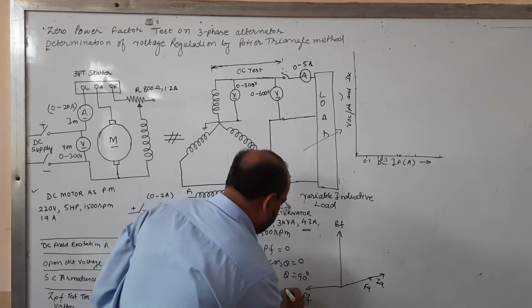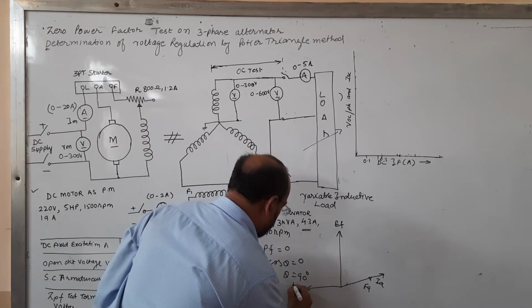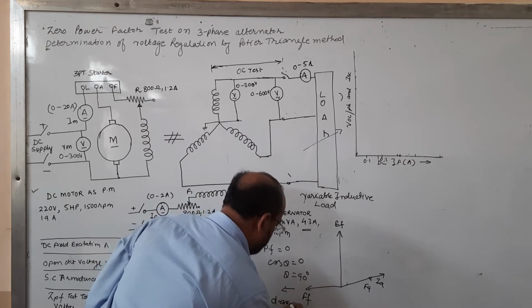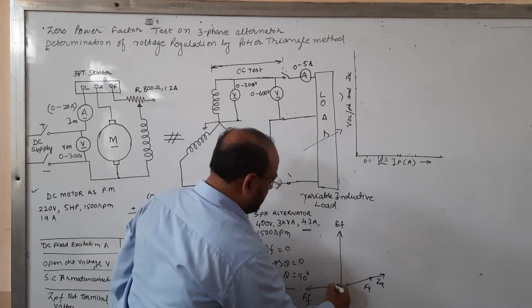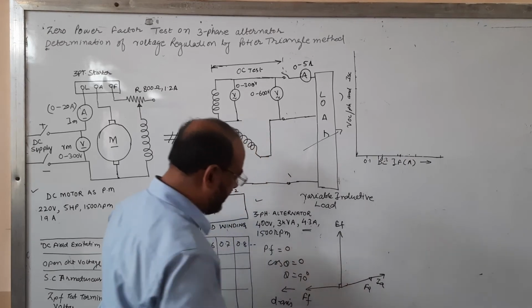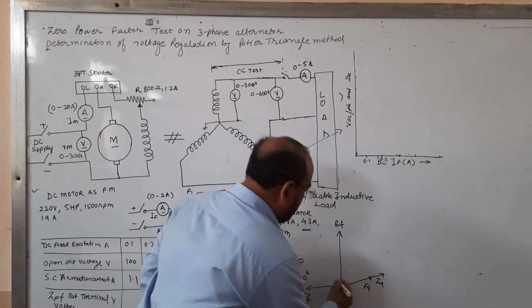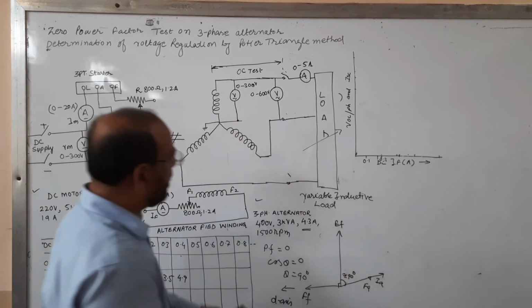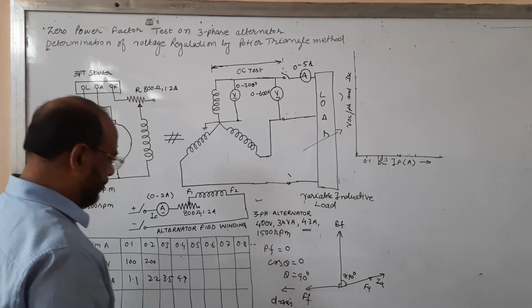So this is the pole axis, the direct axis, and this is the quadrature axis. It induces EMF which is lagging by 90 degrees. The current is lagging nearly 90 degrees because of the pure inductive load connected to it.